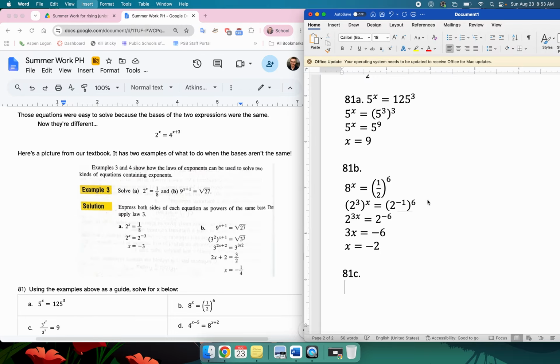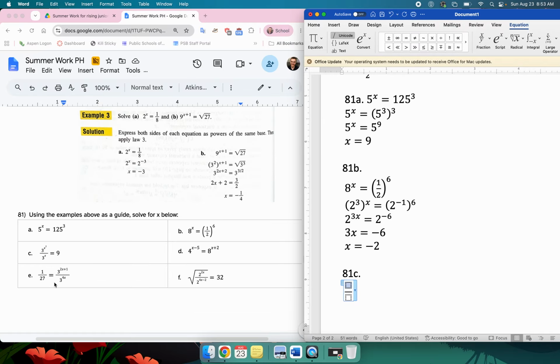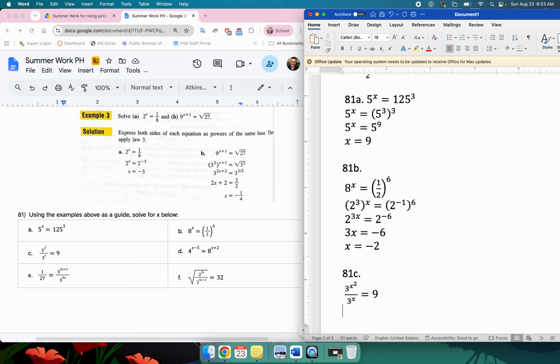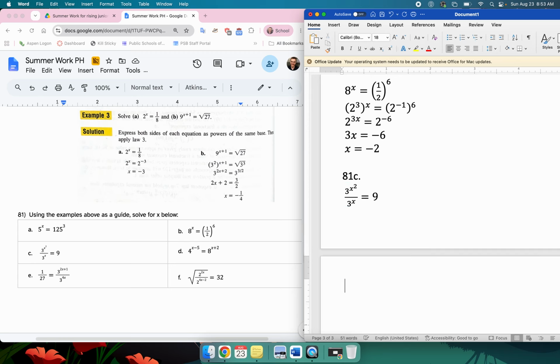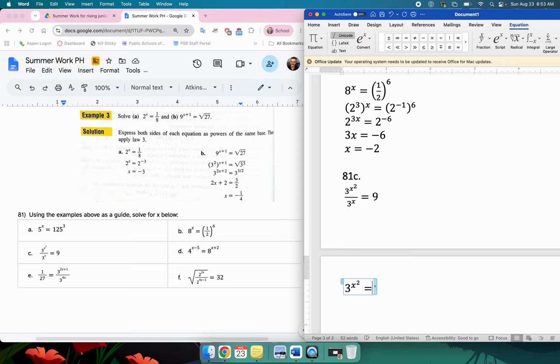81C. I have, good God, talk about a small font. What does that say? 3 to the power of x squared over 3 to the x equals 9. First of all, a comment on this. You might look at the expression 3 to the x squared and be like, well, isn't that just 3 to the 2x?